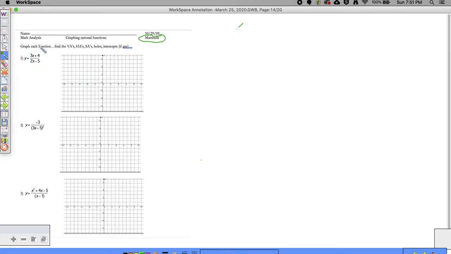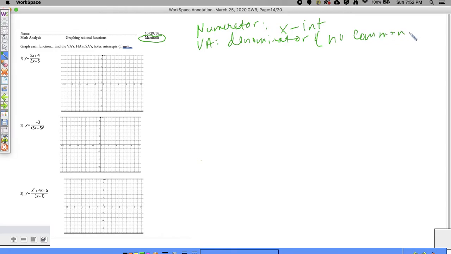Okay, so let's take a look at this guy. I hope you realize upstairs, in your numerator, is where you're going to have your X intercepts, and your VAs, your vertical asymptotes, are going to be in your denominators, if you have no common factors. I'm going to talk about what that means in a minute. No common factors in the numerator or denominator, okay?